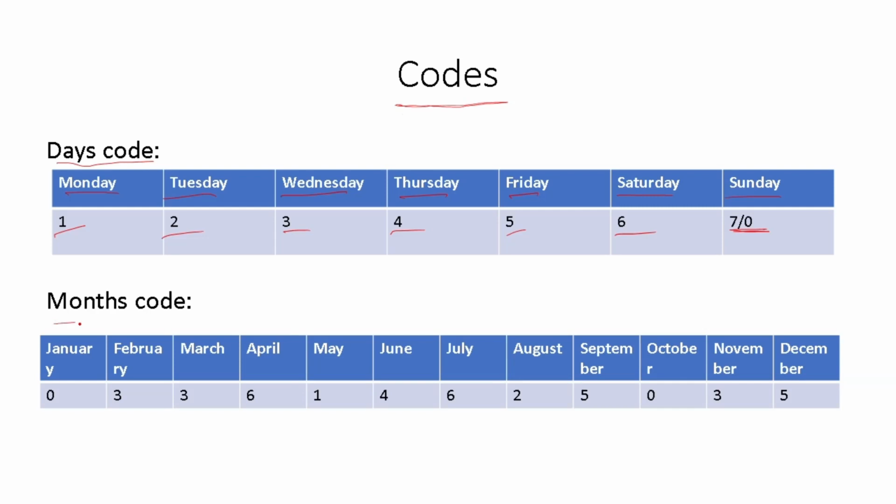Now the month codes are: January 0, February 3, March 3, April 6, May 1, June 4, July 6, August 2, September 5, October 0, November 3, December 5. These are the codes we need to remember in order to solve the calendar questions in quantitative aptitude.